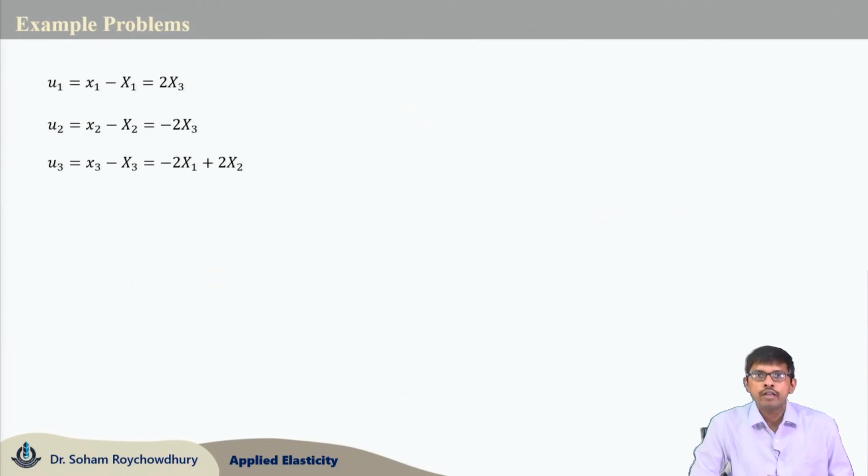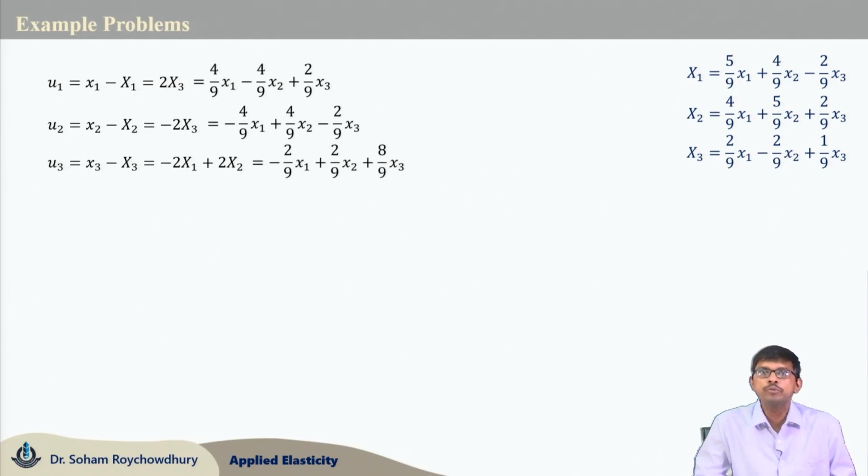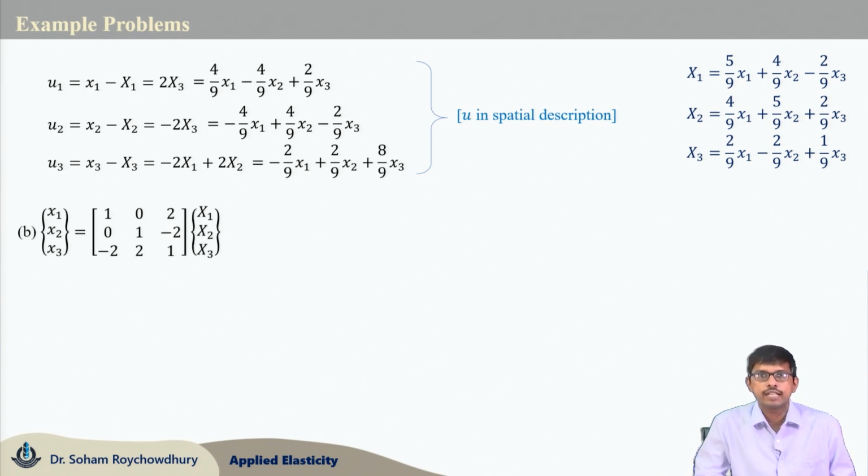Now, if we try to write u, the displacement component, we had already described u in the material description as a function of X_i. Now, we know what these X_i are as functions of x_i. So, if you replace X1, X2, X3 as functions of the small x components in the expression of u and simplify, you will get all 3 displacement components u1, u2 and u3 as functions of x1, x2 and x3, that is, in the spatial description.